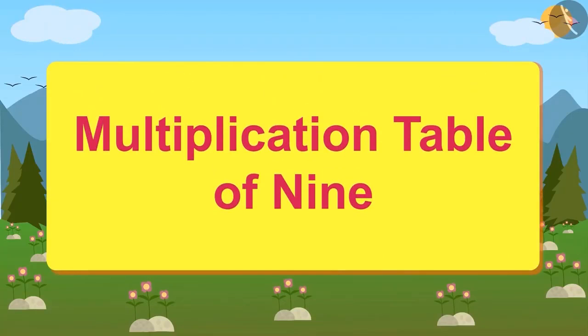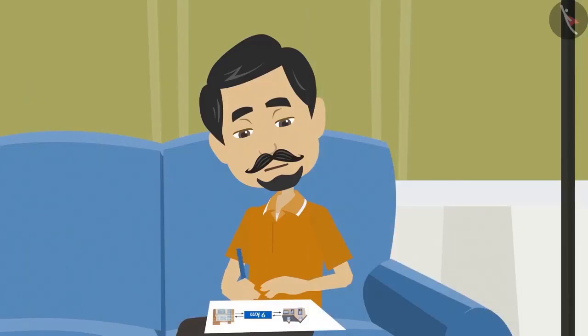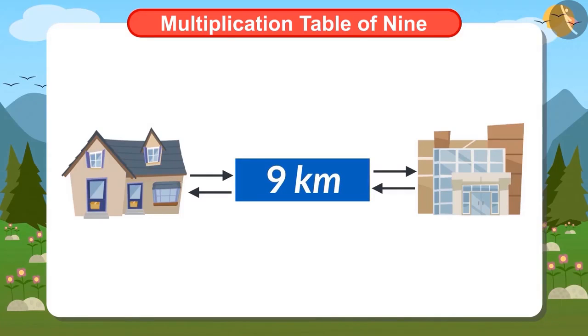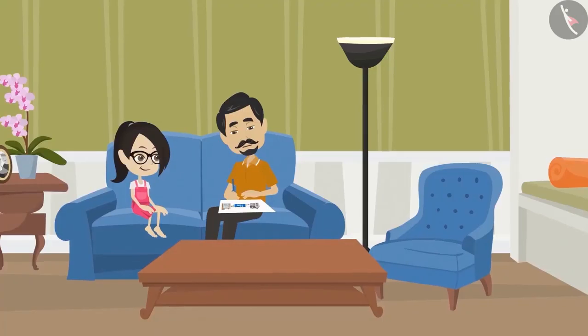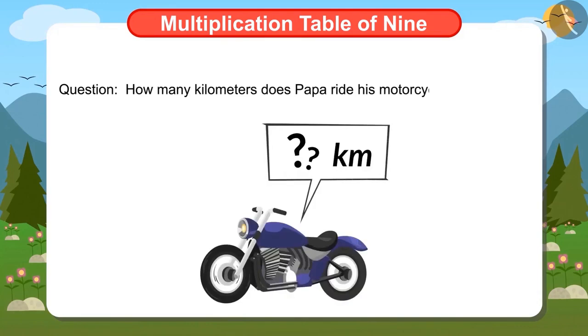Multiplication table of 9. Today we will learn the multiplication table of 9. Vandana's father drives his motorbike for 9 kilometers to go to his office and come back. Today they are calculating how many kilometers Papa rides the motorcycle in 10 days.